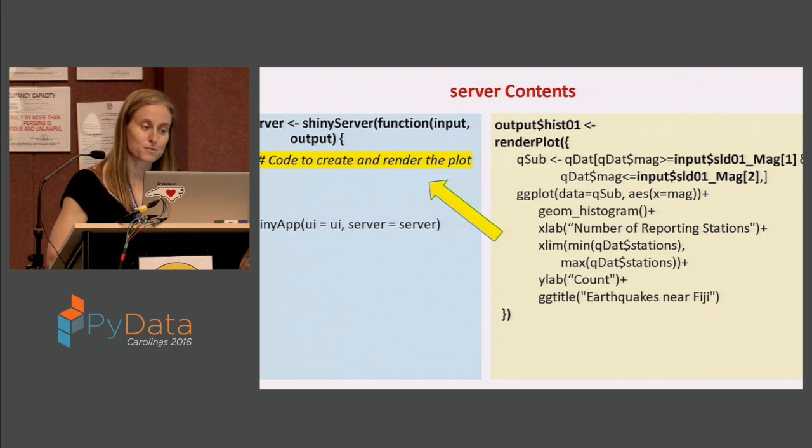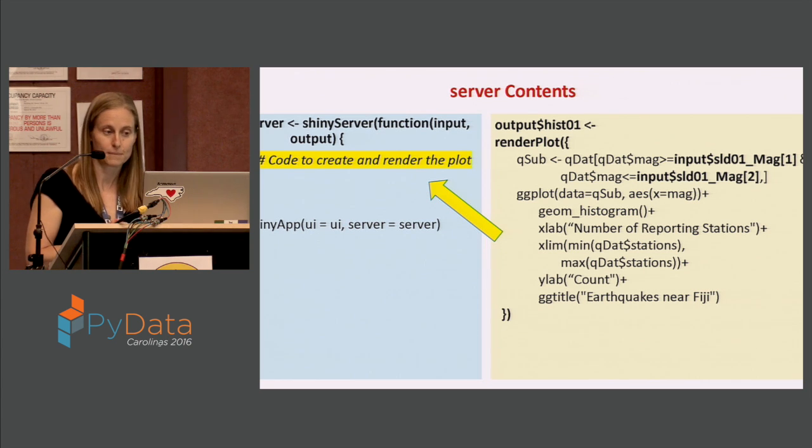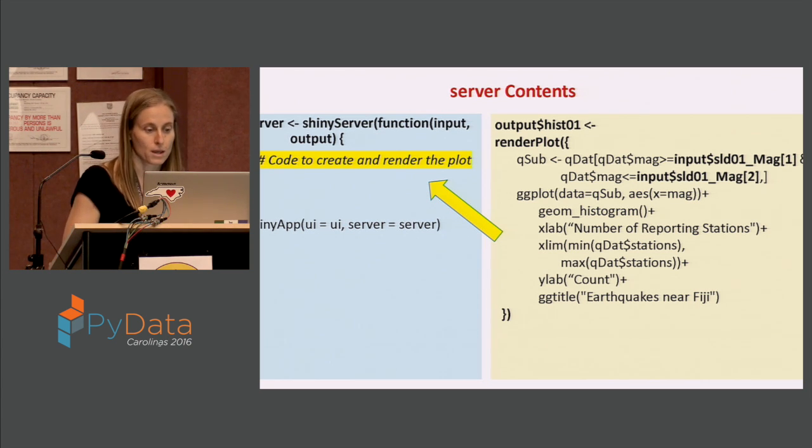And the first thing we're going to do is, we made this slider bar so that we could subset our data, so we want to subset our data. I created qsub, which is simply the subset of qdat based on our slider input, the minimum and maximum, minimum being the number in position 1 of that vector, and the max being the number in position 2 of that vector, the vector being the input$slider1 meg vector. And then ggplot, because that works.